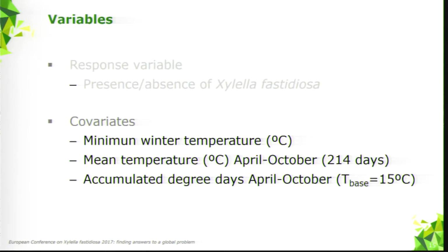So finally, we decided to use the data itself, using the minimum winter temperature, which is somehow related with the survival of the pathogen during winter, and also the other indexes of temperature more related with the development of the disease after the overwintering. So the mean temperature from April to October, or the accumulated degree days for the same period.